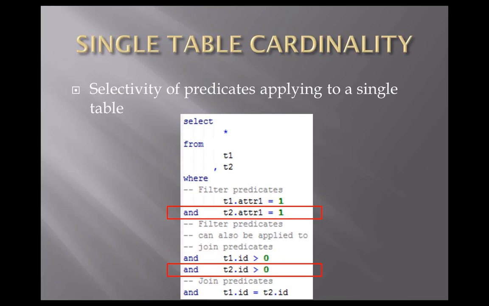Now, the point is that it's really as simple as that: you can also verify this single table cardinality by simply running a select count star from the table using exactly these filter predicates. So for the T1 table, this would be select count star from T1, where T1 attribute 1 equals 1 and T1 ID greater than 0. And likewise for T2.